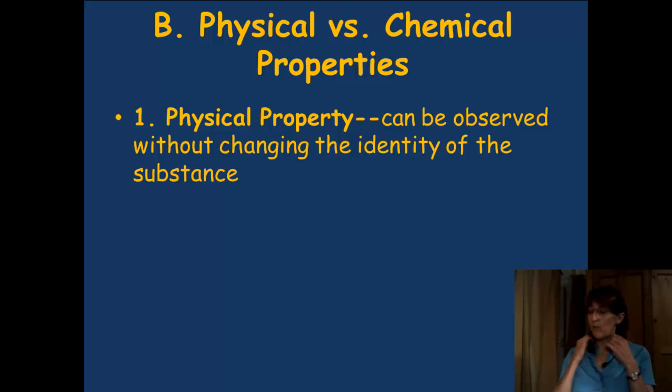And we start off with physical properties. Physical properties can be observed without changing the identity of the substance. So if you take a piece of paper and tear it in half, it's still a piece of paper. You didn't change the fact that it was paper. Those are physical properties.